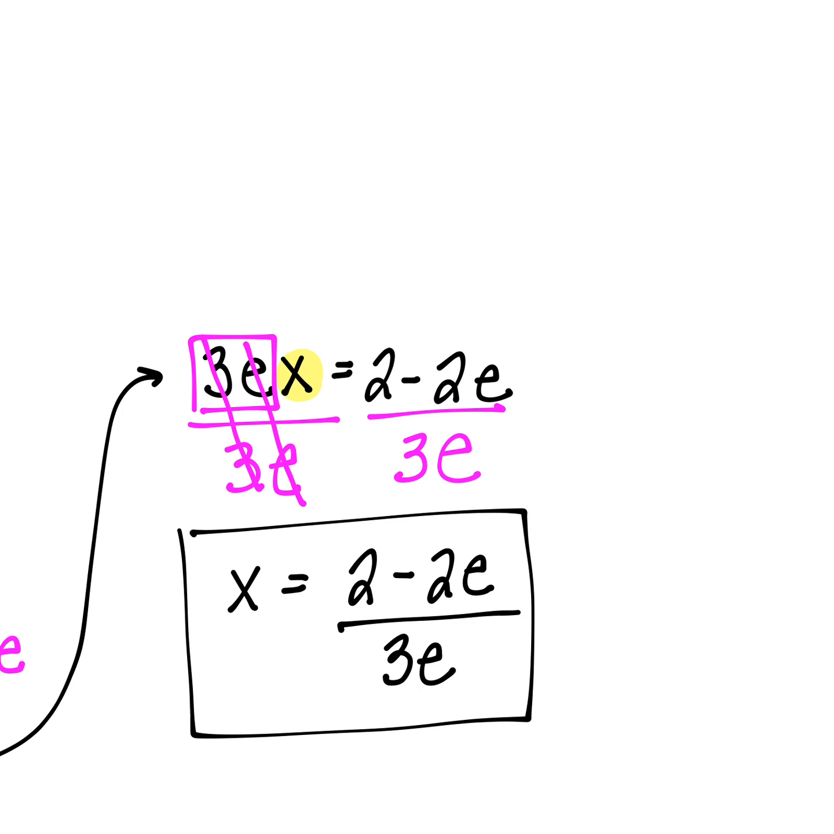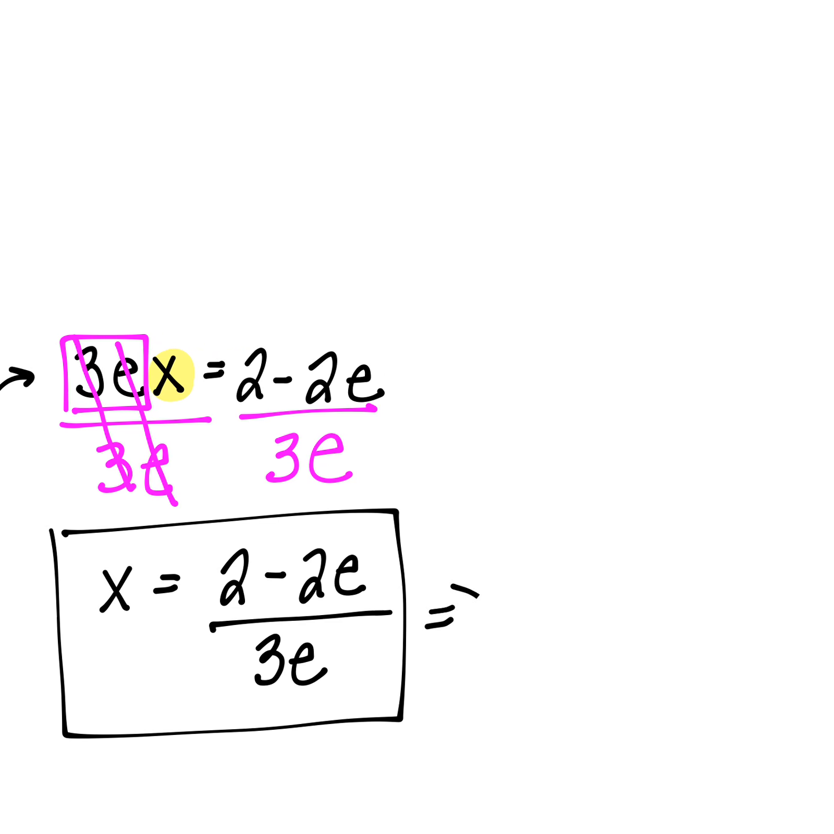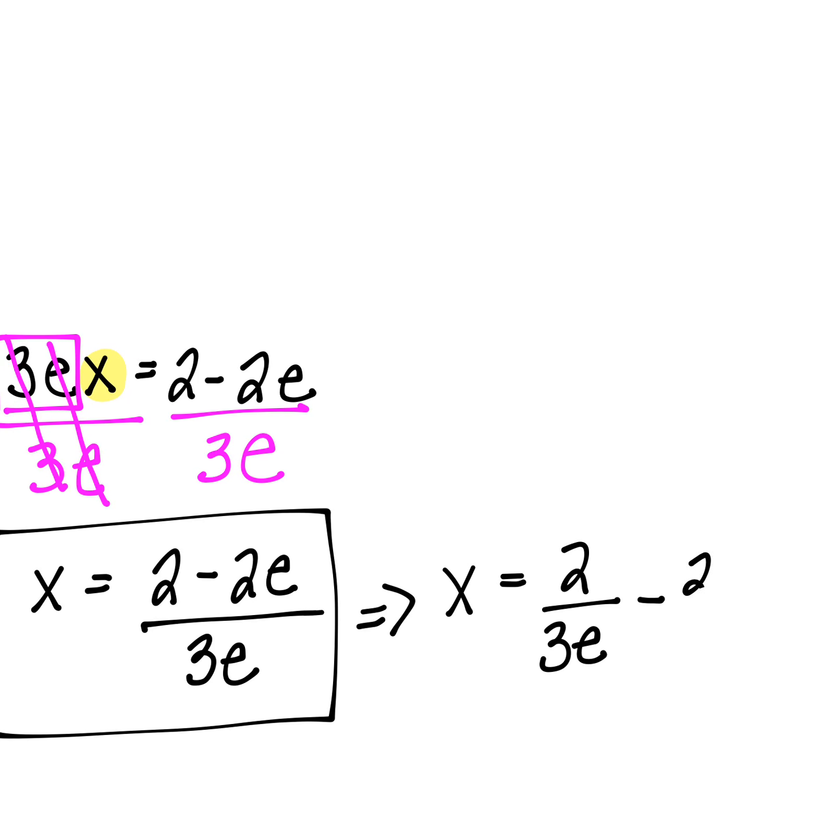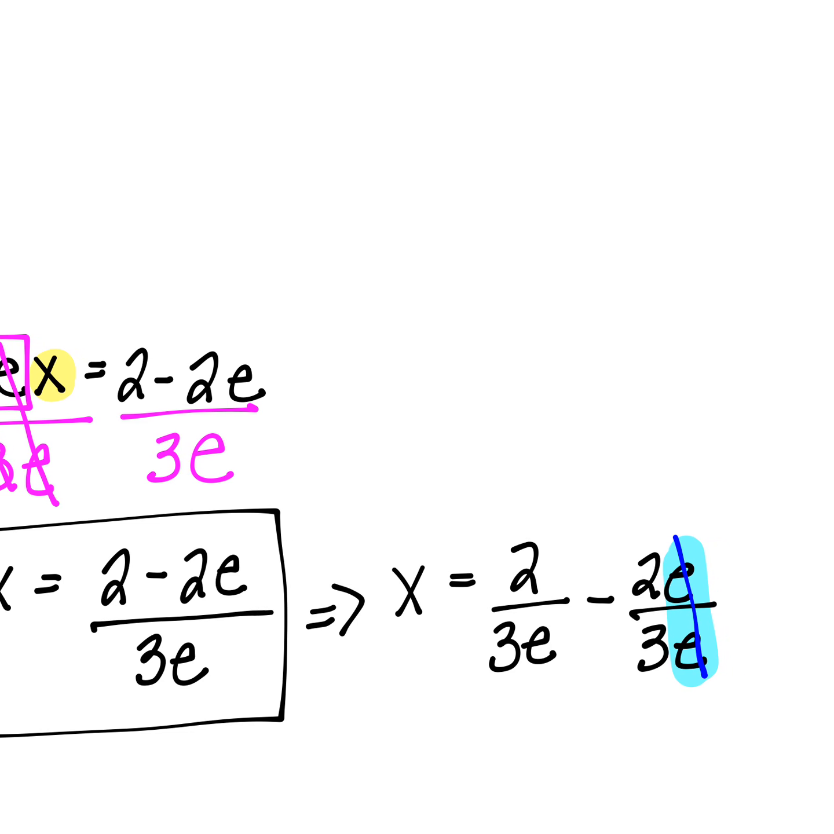So here's one way to write it. Another way to write it would be to split them out. So you could go 2 over 3e minus 2e over 3e. And now you could split these or cancel these if you wanted to. Well, you should in this case. So then another way that you could write your answer is x equals 2 over 3e minus 2/3. But this to me looks kind of sloppy.